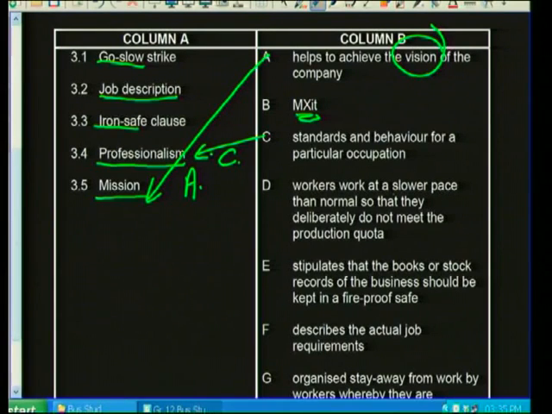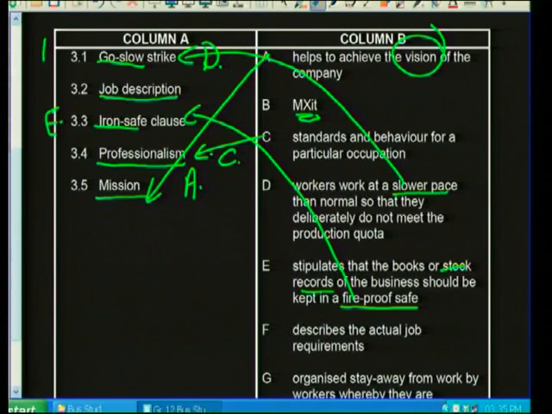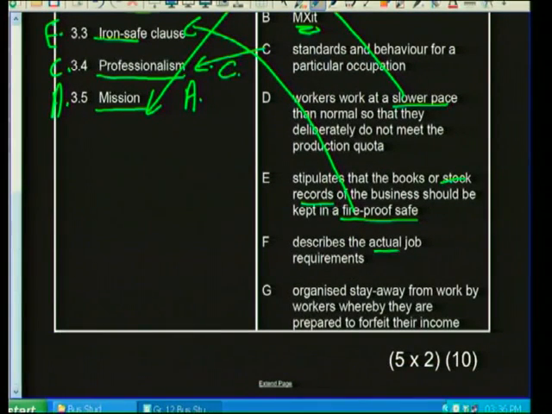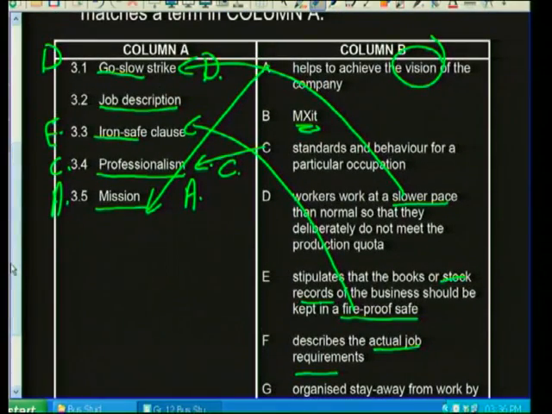D, workers work at a slower pace. Remember, I mentioned that over there with the go-slow. So the answer there looks like it should be D. E, stipulates that the books or stock records of the business should be kept in a fireproof safe. So a strong safe that's going to keep the records safe. That one links up over there, so that looks like E. So we've answered D, we've answered C, we only have one left to answer. F describes the actual job requirements. Remember, when I looked at job description, I said it describes the job that we have to do. So that goes up there, and we have answered our question. So 3.1D, 3.2F, 3.3E, 3.4C, 3.5A.